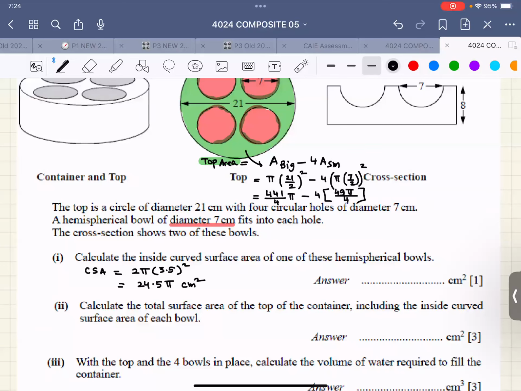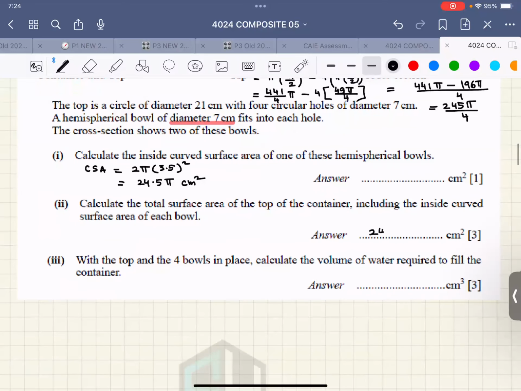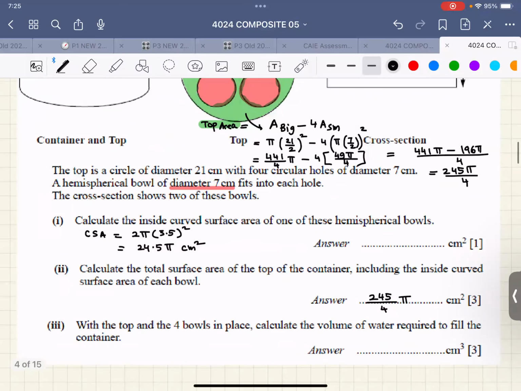And if I do the subtraction, so let me write 4 into 49 instead of cancelling out. This is 441 pi minus 196 pi divided by 4. Let me simplify it as much as possible. 441 minus 196, that comes out to be 245 pi. This is 245 pi over 4. That is the answer for this thing. That is the answer. But this is just the green area.